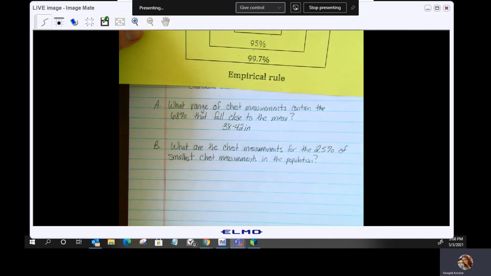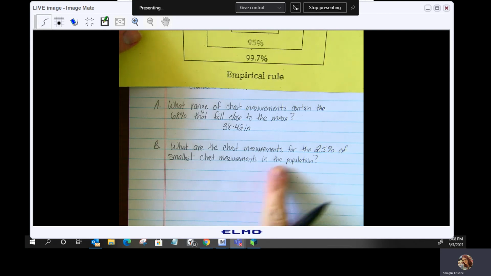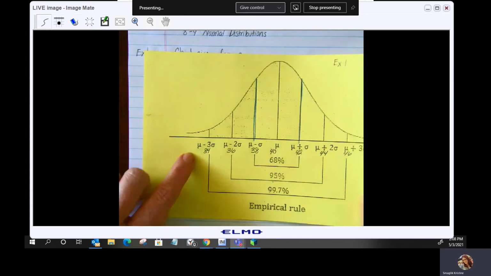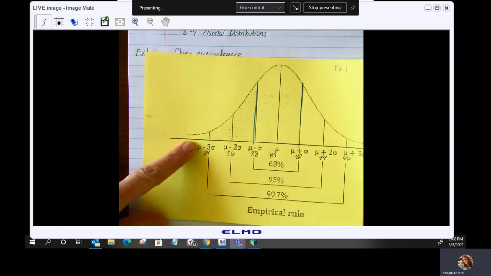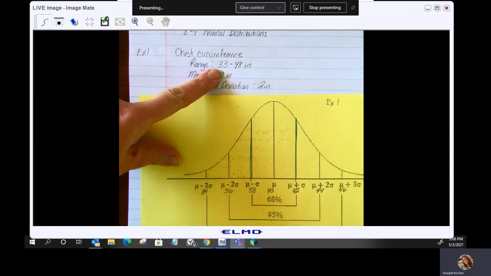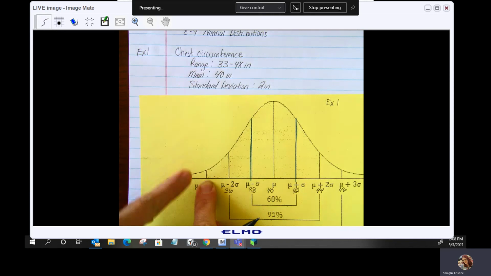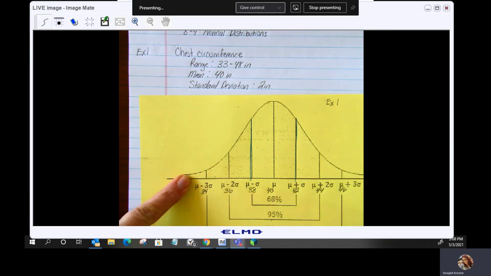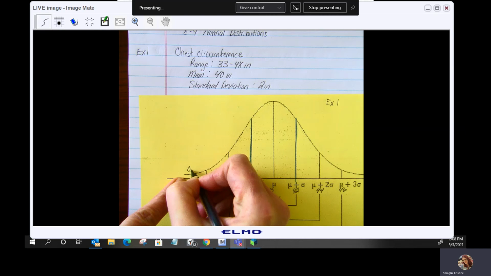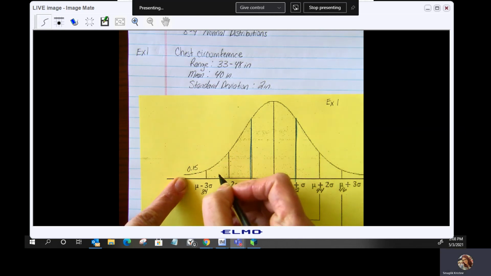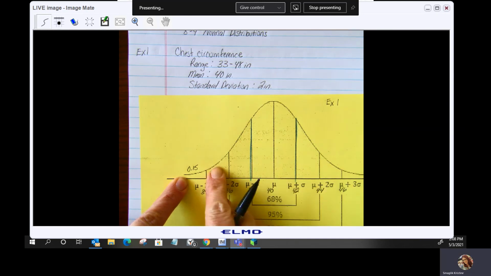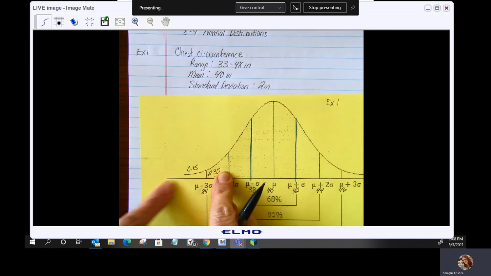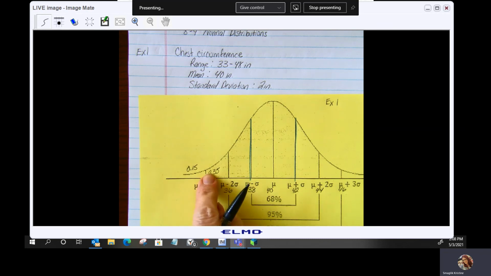And now my second question: what are the chest measurements for the 2.5% of the smallest chest measurements in the population? If I'm looking at the smallest, it's over here. And don't forget, we still have some data values in this little piece right here, because remember, your range went from 33. Here we're at 34. So for 2.5, I know that this is 0.15. This is going to be 2.35. And if I add these, I get 2.5.